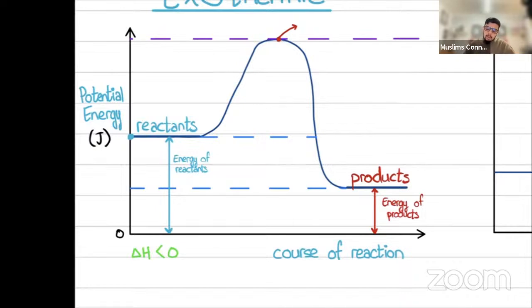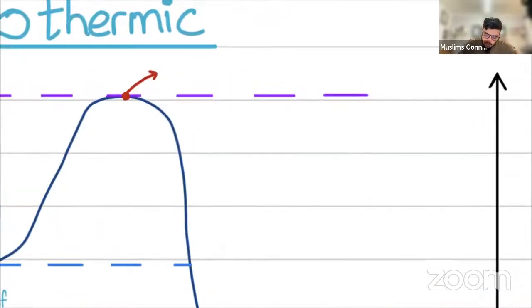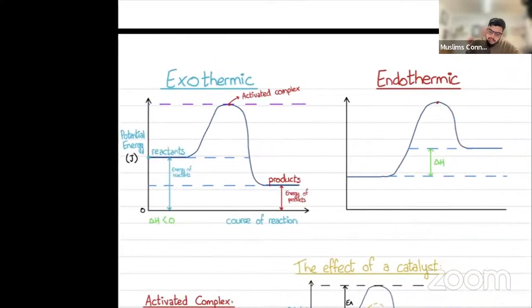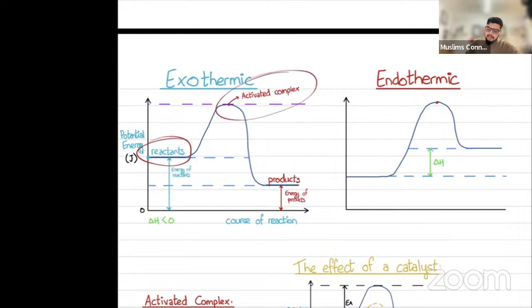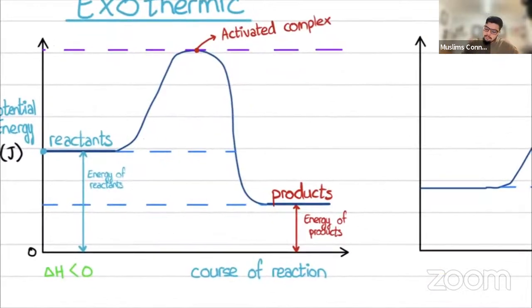Now, let's work our way to this guy. This is known as the activated complex. So we start off with reactants. It takes us to the energy of the activated complex, and then we get products. So just one last thing. Therefore, of course, from here to here, let's do this.